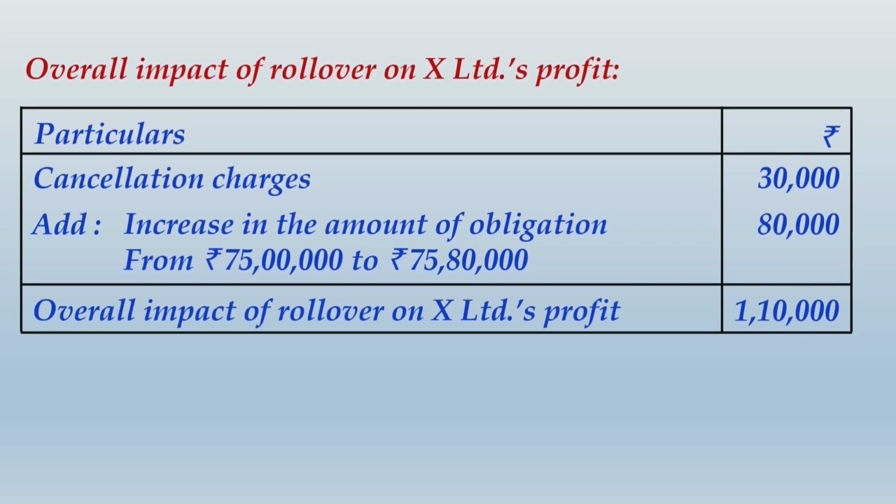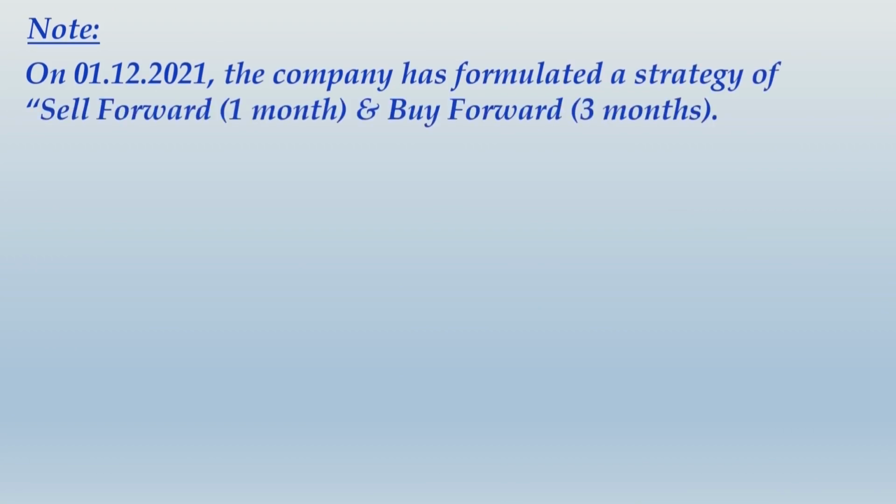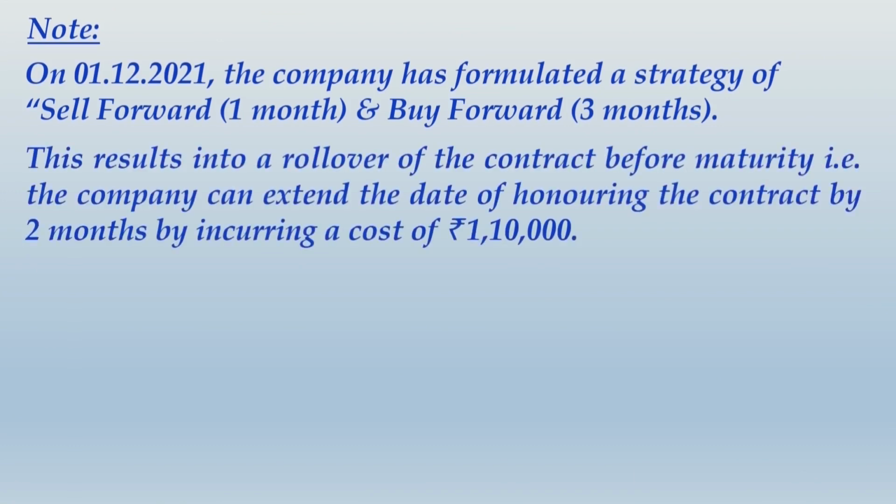Alright friends, once you have finished writing these calculations of overall impact of rollover on X Limited's profit, let us move ahead and now write up a note. On 1/12/2021, the company has formulated a strategy of sell forward 1 month and buy forward 3 months. This results into a rollover of the contract before maturity. That is, the company can extend the date of honoring the contract by 2 months by incurring a cost of rupees 1 lakh 10,000. This basically is the overall impact of rollover on X Limited's profit.